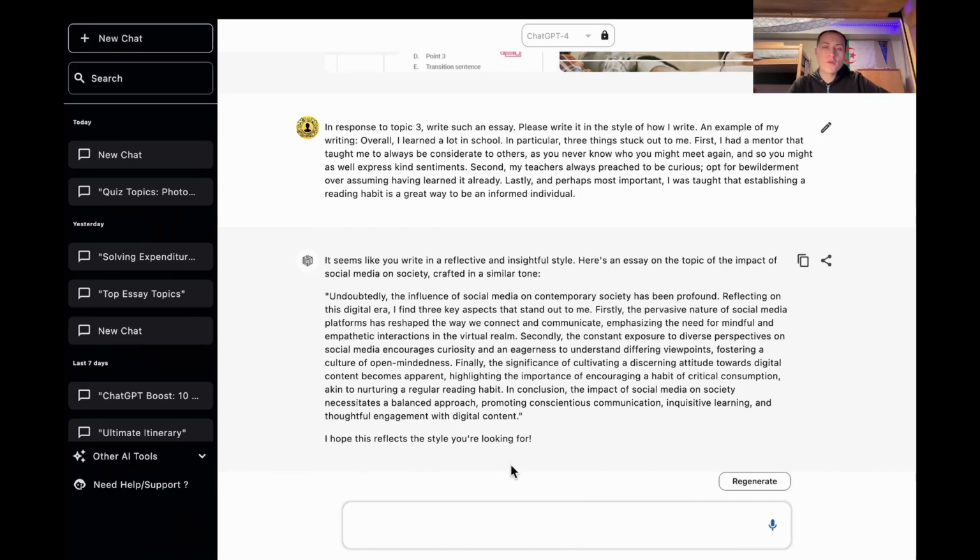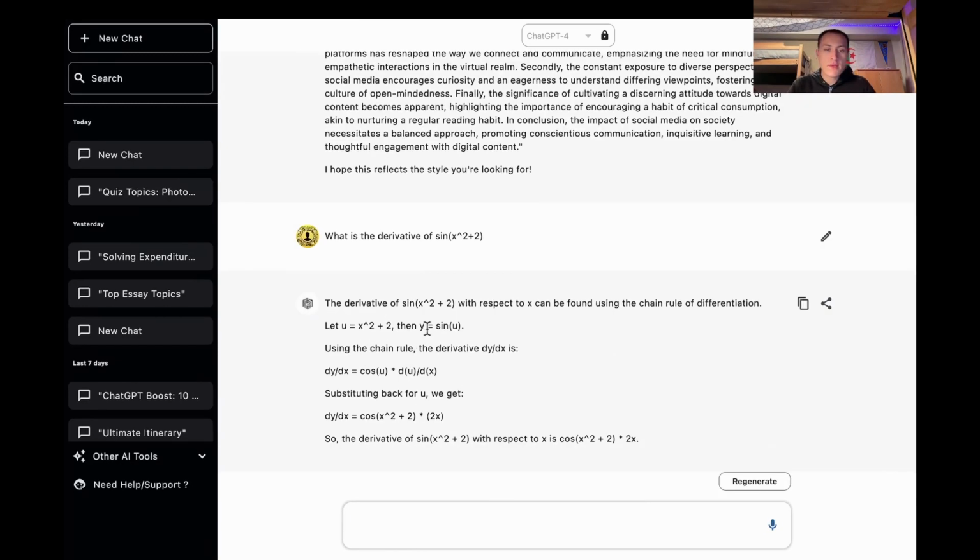Okay, what if you want to apply ChatGPT to a math problem? So let's say we ask it to take a derivative, say sine of x squared plus 2. And so, right here, it tells us how to take the derivative, gives us the answer right here, and lists the chain rule as how to solve it.